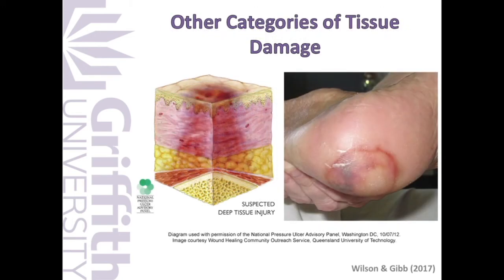There are, however, other categories such as a suspected deep tissue injury. These present as purple or maroon discolored intact skin or a blood-filled blister. Due to the damage of the underlying soft tissue, the injury is very painful. It might be firm or it might be mushy, which we refer to as boggy. It may also be warmer or cooler if we compare that to the heat of the adjacent tissue.